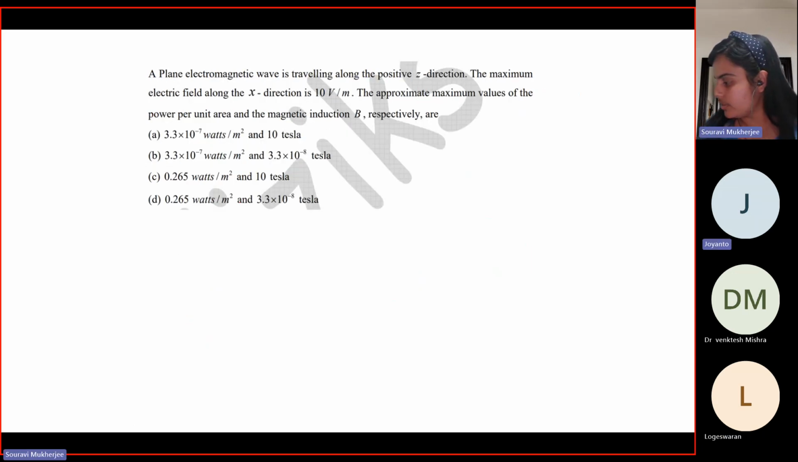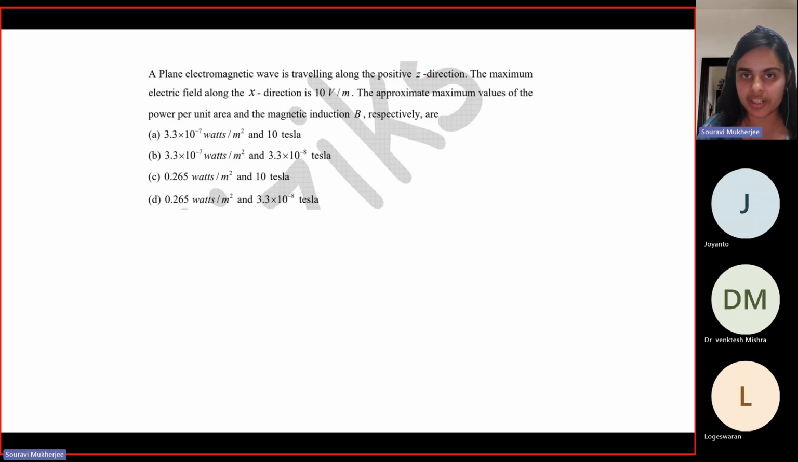Now, this is another question, which says that a plane electromagnetic wave is traveling along the positive z direction. The maximum electric field along the x direction is given. So E naught is provided to you. And the direction of travel, that is the propagation direction, is along z.